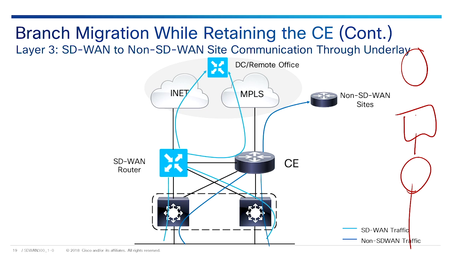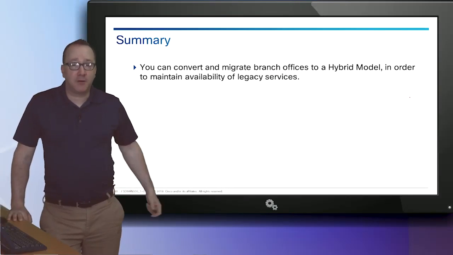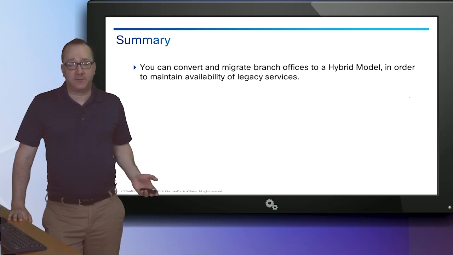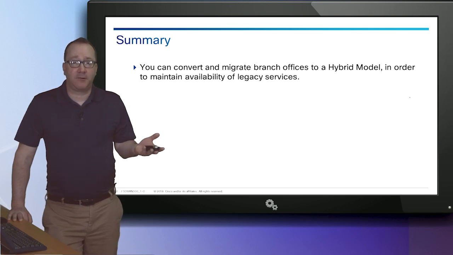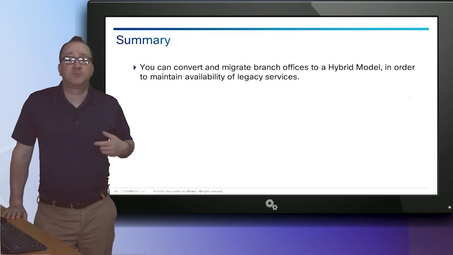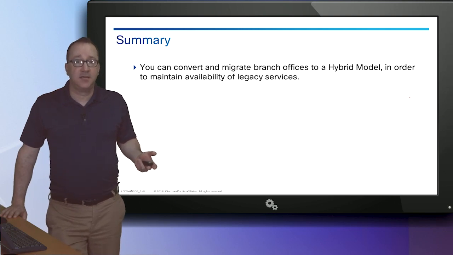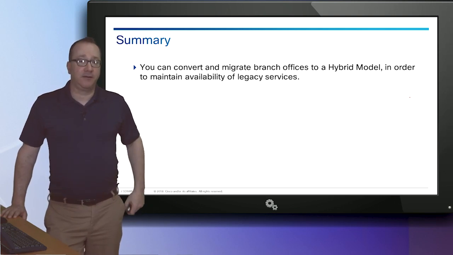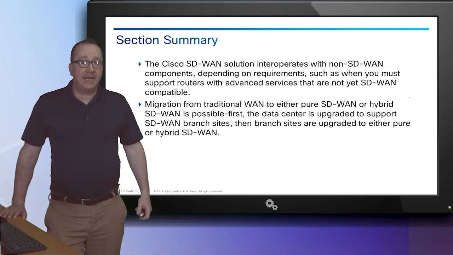However, just so you know, traffic to non-SD-WAN sites is exclusively routed to the customer edge and from there into the MPLS network. So in summary, you can convert and migrate branch offices to a hybrid model in order to maintain availability of legacy services. Like let's say you have a UCSE module on a router providing services to that local site. Obviously, the SD-WAN solution is predominantly a WAN solution. It isn't intended to replace the entire Cisco product line and all of the features that we've seen in the Cisco routing environment. Okay, that's the end of this topic and the end of this section.